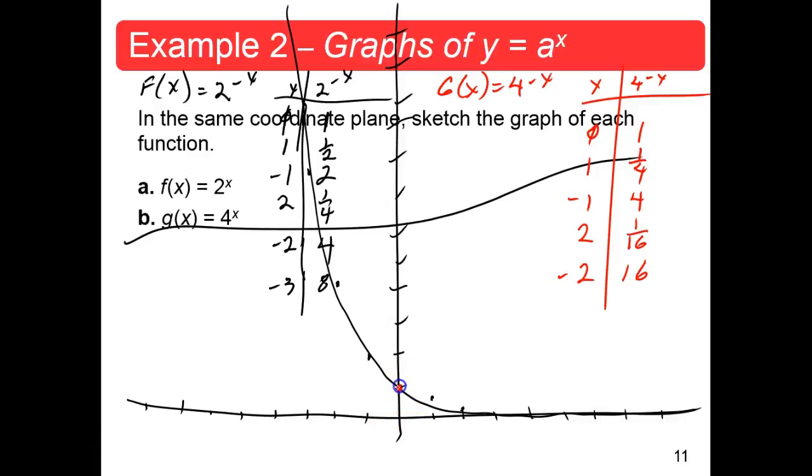Up 1. Okay? 0, 1. Next. 1, 1/4. That other graph should have been up there. There's where that one is. Next. And up 4. Next. Right 2 and up 1/16. Somewhere in there. Okay? Left 2 and 16 off scale. So here's what this one looks like.